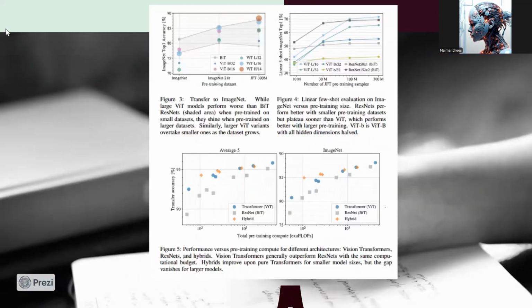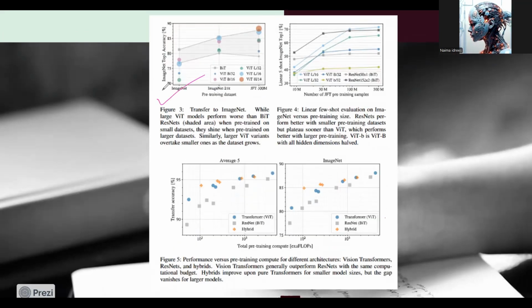If you see this figure, for the top left image, the small Vision Transformer performs worse than ResNet when trained on small datasets. When the datasets become large, as the size grows, Vision Transformer outperforms ResNet. On the right side of the image, ResNet works better on small datasets but hits a plateau, and ViT keeps improving with the larger pre-training dataset, which shows the scalability.